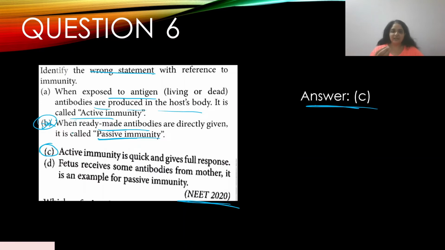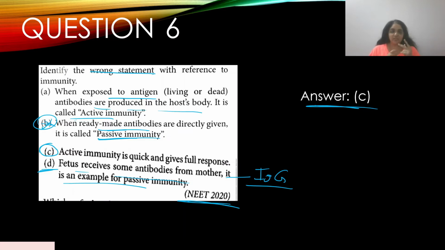But like I previously mentioned, a lactating mother will also transfer IgA antibodies. Also, there's another antibody called IgG. That's option D here: the fetus receives some antibodies from the mother. It is an example of passive immunity. That is actually IgG immunoglobulin, an antibody that can easily pass from mother to fetus via the placenta, to provide immunity to the fetus.